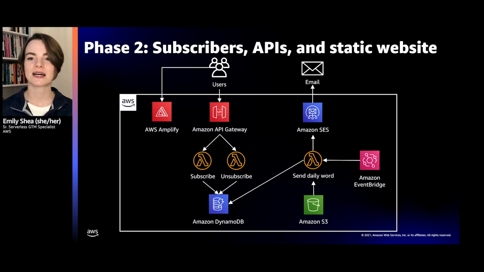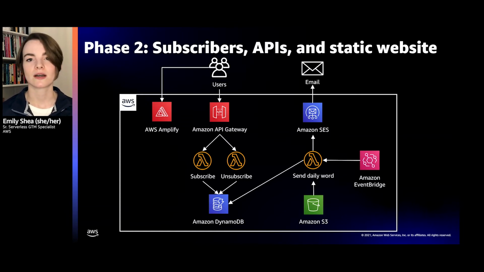So the first piece is setting up AWS Amplify to host my static content. I've put my HTML and JavaScript, which are going to make up my website, and Amplify is hosting that. The next piece that I've got is Amazon API Gateway. And API Gateway is providing those endpoints that are sitting in front of my Lambda functions for users to be able to subscribe or unsubscribe themselves. And those subscribe and unsubscribe functions are interacting with my DynamoDB database that's storing all of the contact information.